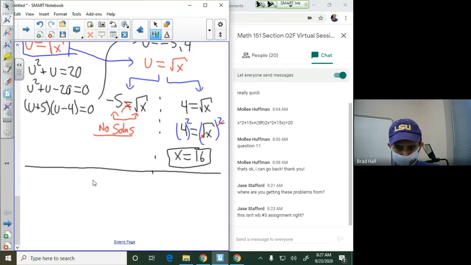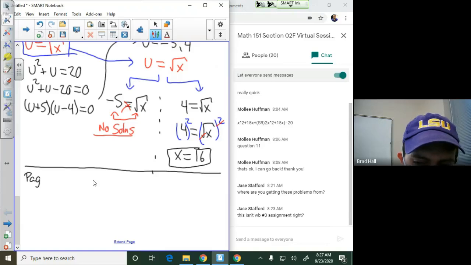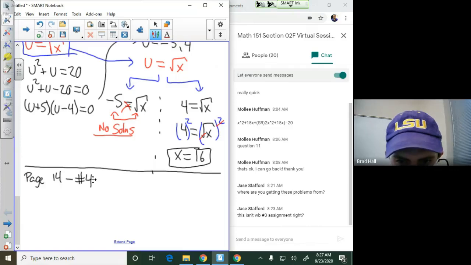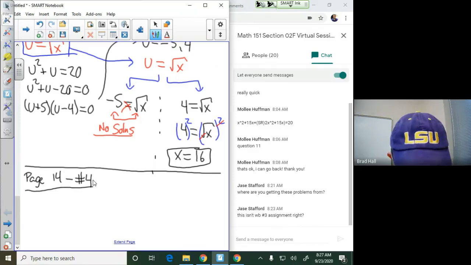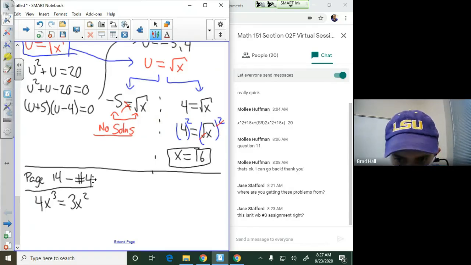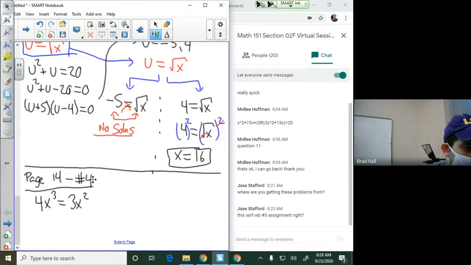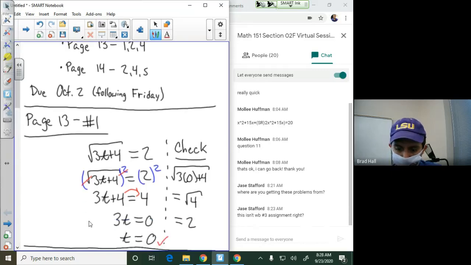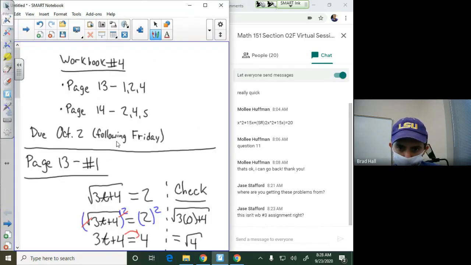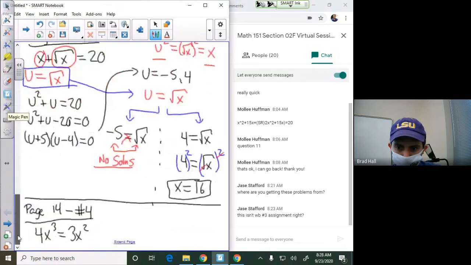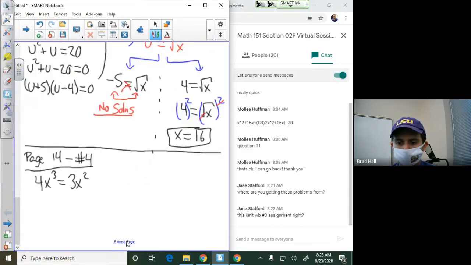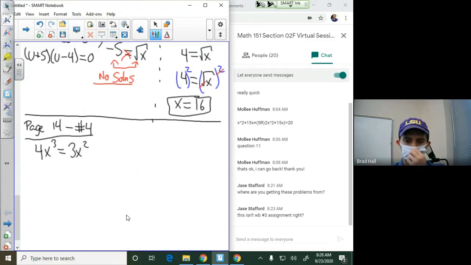So the next one I assigned, number 4, which just simply says 4x to the third is equal to 3x squared. That's number 4 on page 14.